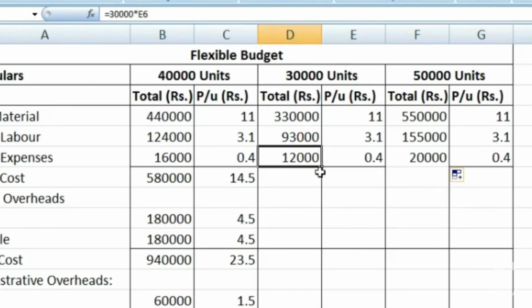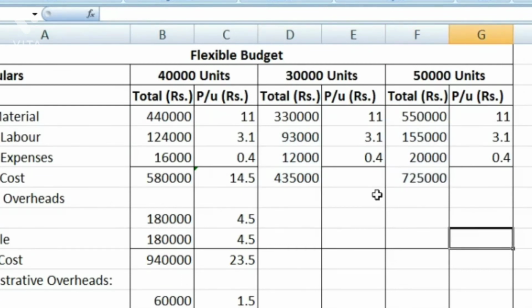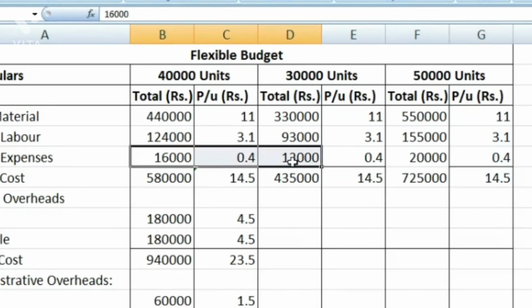Now what is the total of this? What is the total of this? 5 lakh, 4 lakh 35,000. And here the total is 7 lakh 25,000. Okay, is there any doubt? Your prime cost is finished.